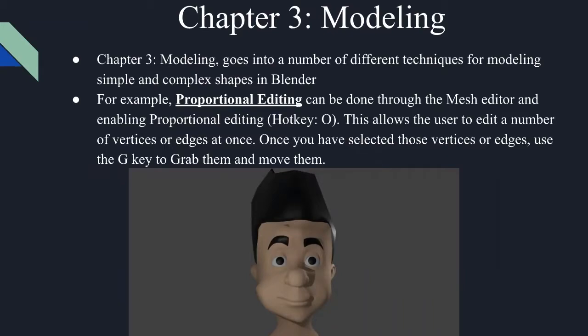For example, proportional editing can be done through the mesh editor by enabling proportional editing or using the hotkey O. This allows the user to edit a number of vertices or edges all at once. Once you have selected those vertices or edges, you can use the G key to grab them and move them. In the example below, I grabbed edges and vertices on both cheeks and then the forehead, and then pushed some in and drew some out to make it more of a unique character design.